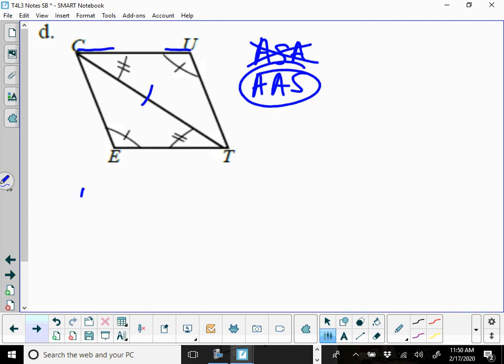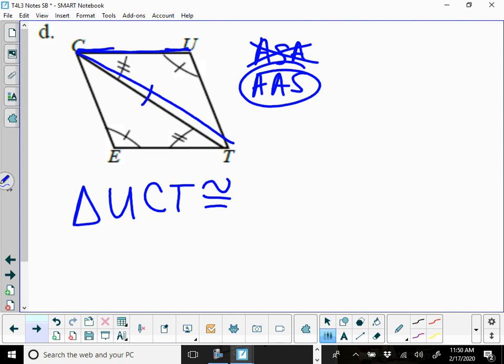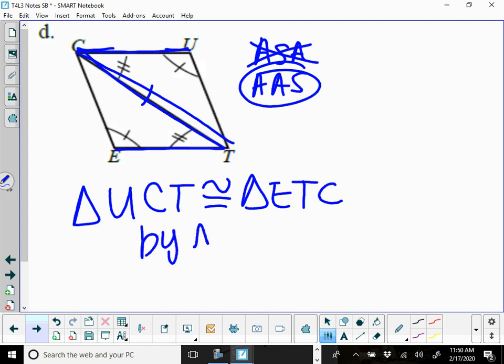So we need to make our congruent statement. So triangle UCT would be congruent to triangle ETC. And that again is by the angle, angle, side postulate.